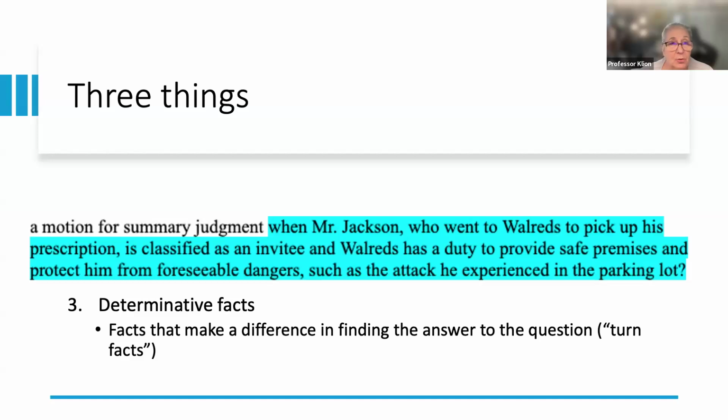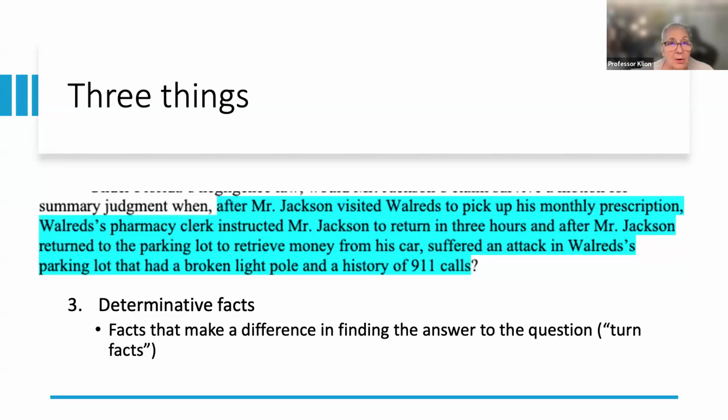Those are not facts. Those are legal conclusions. Remember that you are not supposed to use legal conclusions in your question presented. Your question presented is supposed to provide the facts that support a legal conclusion. So here we go. This would be a good one.